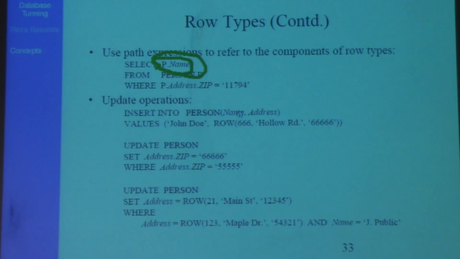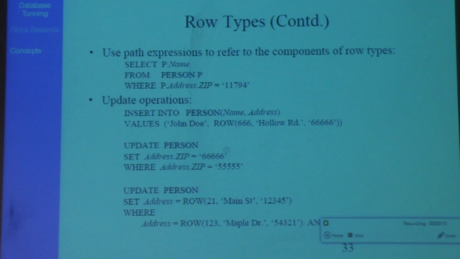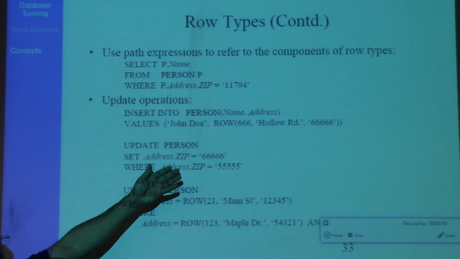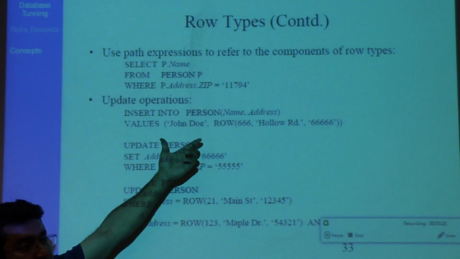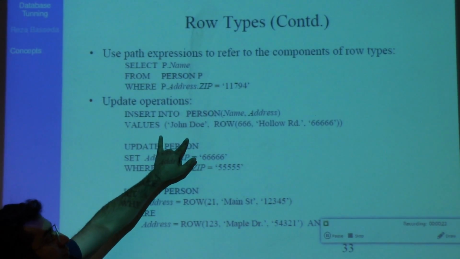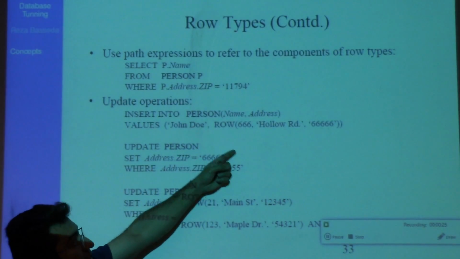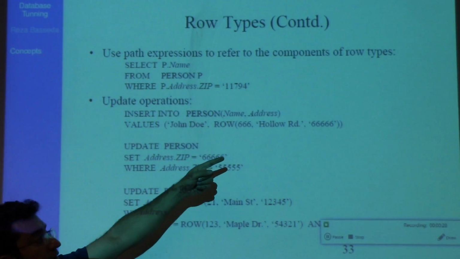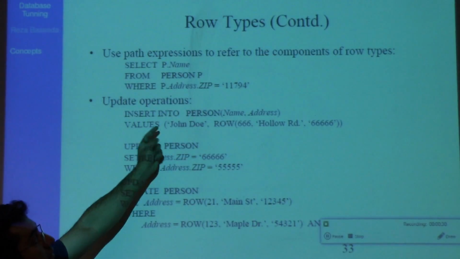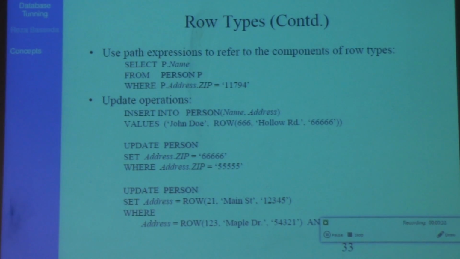Okay, so again, for the update operations, similar to what we had before. This is a simple query for the update operations. You are adding an object of person to the set of objects of person. This is creating an object with these values: John Doe as the name, and the rest will be the address, the type of the address. This object will be created and then added to the set of person objects.